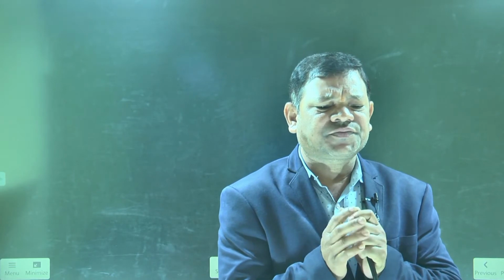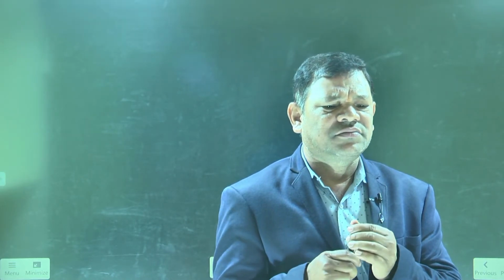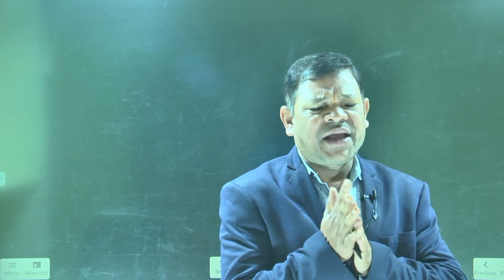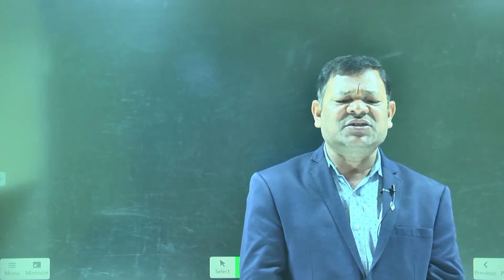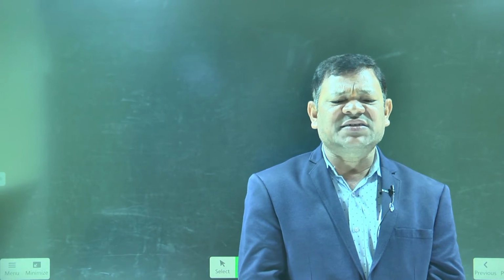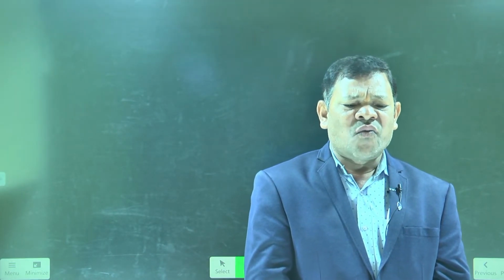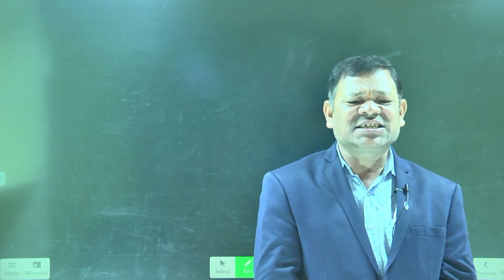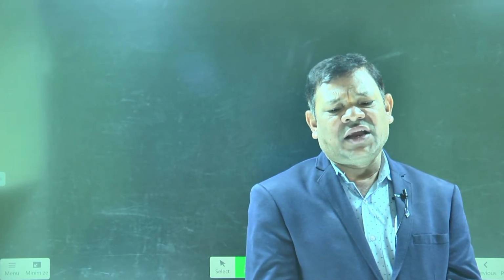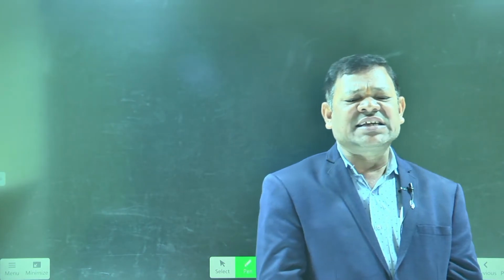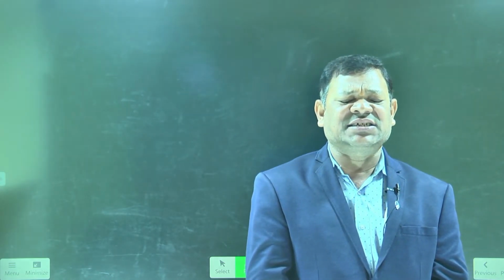What is the smallest cell? Bacteria cell is the smallest cell. PPLO is the smallest cell. Mycoplasma is the smallest cell. What is the largest cell? Ostrich egg. Very good, excellent. Ostrich egg cell is the largest cell.